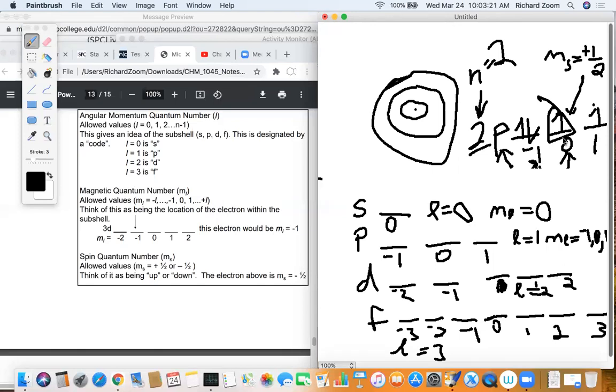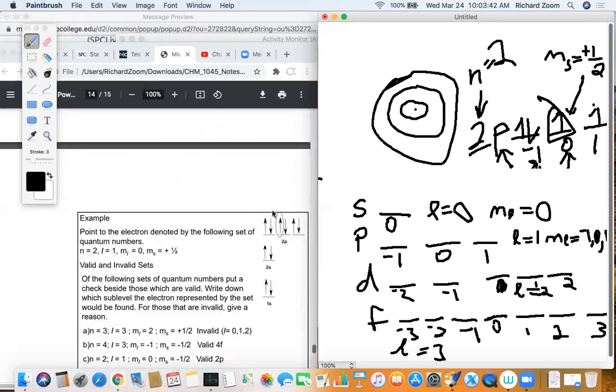Okay, then the last thing is just which way the electron's pointing, or which side of the street is the house on. Is it on the left or the right? Is it pointing up or pointing down? M sub S plus a half means it's pointing up. M sub S minus a half means it's pointing down. Does anybody have any questions?